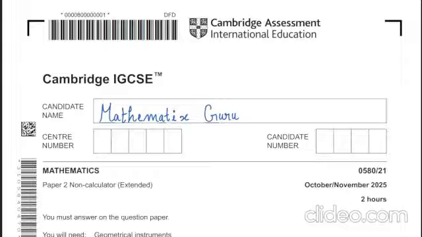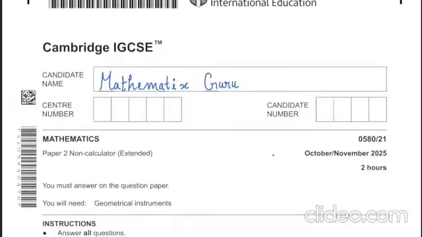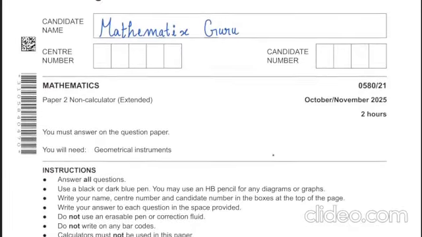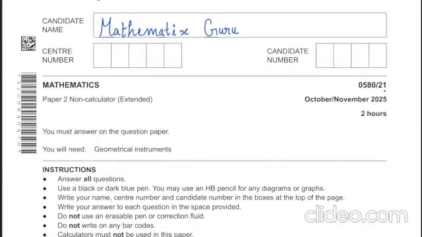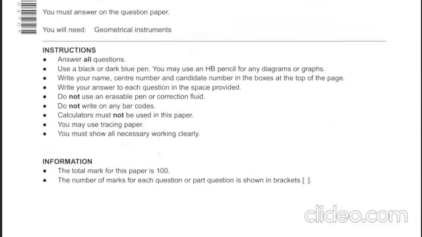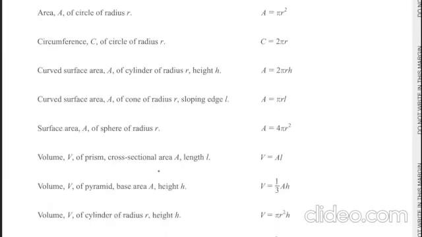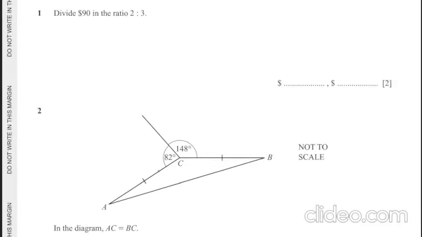So, as you know, 2025 October November papers are out. So, let's start and let's solve this paper in this video. So, we are going to do paper code 210580 extended maths non-calculator. This is a non-calculator paper. Okay, so let's start with the first question.